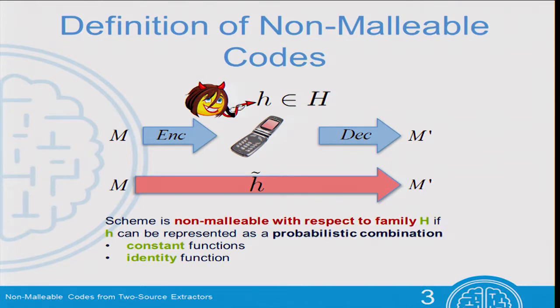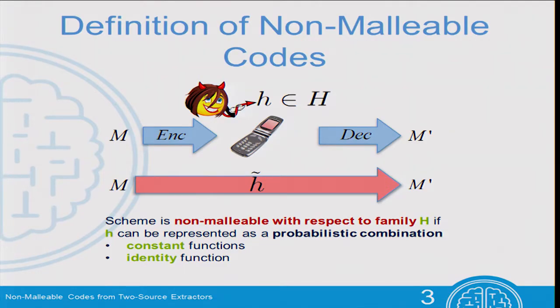And now the definition is as follows. Actually, there's a typo, but never mind. The scheme is non-malleable with respect to family capital H if for h tilde, there should be h tilde instead of h, if h tilde can be represented as a probabilistic combination of constant functions and the identity function. What it means on an intuitive level is, okay, what can the adversary do? He can leave M and not change it at all. That's the identity function. Or if he wants to change something, he will obtain something completely independent of the initial message M. That's the constant functions.